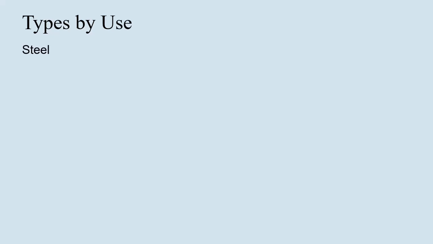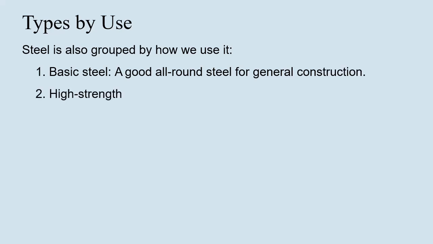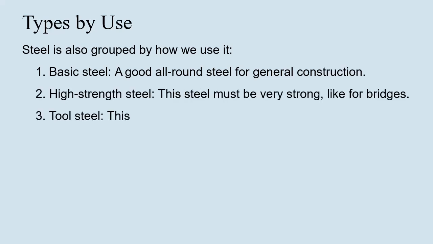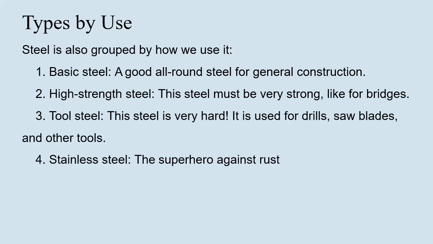Types by use. Steel is also grouped by how we use it. Firstly, basic steel, a good all-round steel for general construction. Secondly, high-strength steel. This steel must be very strong, like for bridges. Thirdly, tool steel. This steel is very hard. It is used for drills, saw blades, and other tools. Fourthly, stainless steel, the superhero against rust, perfect for cutlery, railings, and chemical plants.